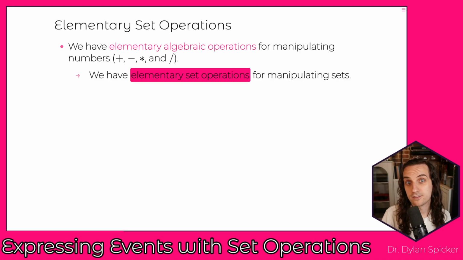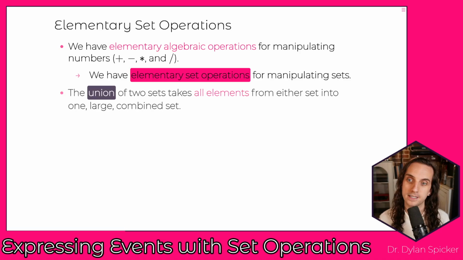And so we can define what we'll call elementary set operations in order to manipulate sets in the same way that the elementary algebraic operations manipulate numbers. The first that we're going to think about is called the union. And the union is going to take in 2 or more sets. And what it's going to do is it's going to take all of the elements from all of the sets and form one new, larger combined set.